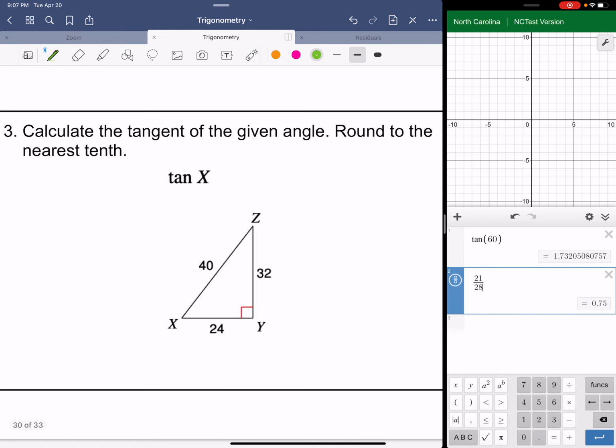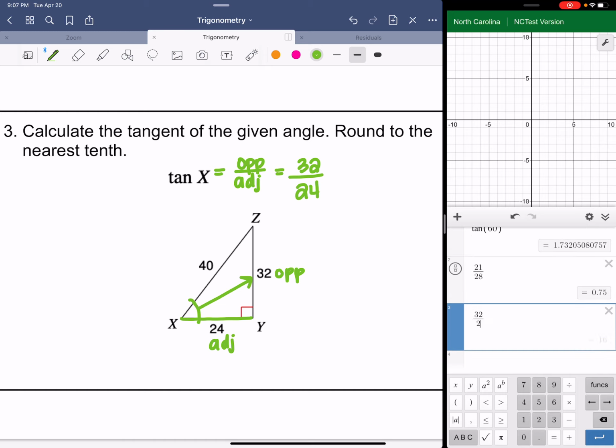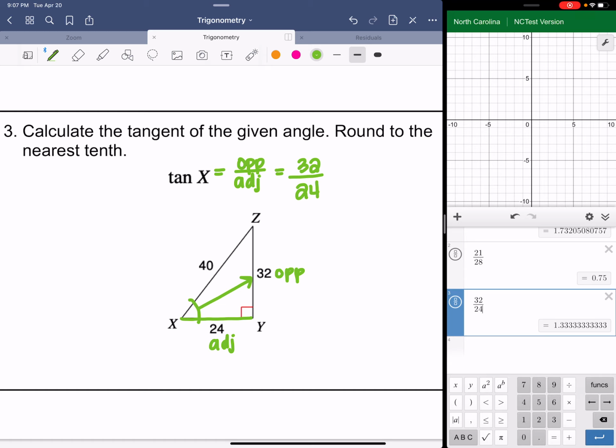And number 3, we have another triangle. We're looking at the tangent of X. So again, we're going to have to find the opposite over the adjacent. So the opposite is going to be 32. The adjacent side is going to be 24. So opposite over adjacent. We're going to calculate 32 over 24. That gives us a 1.3 repeating.